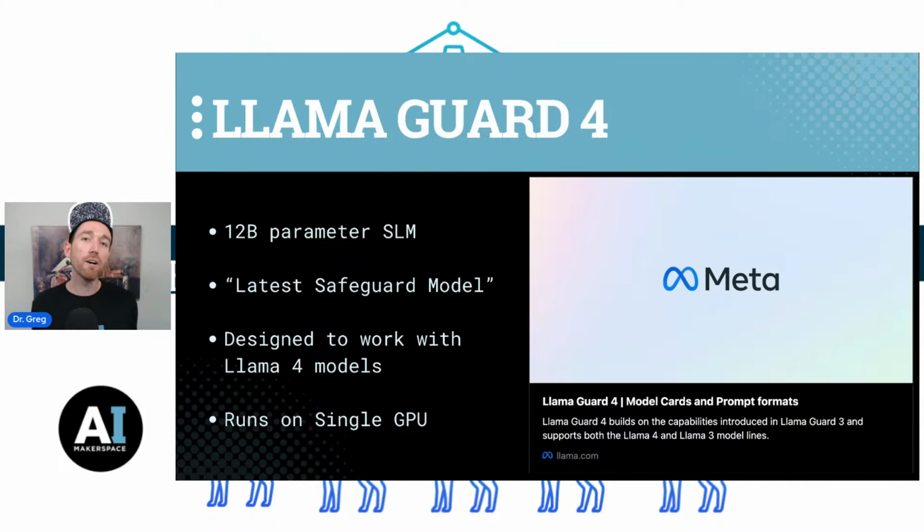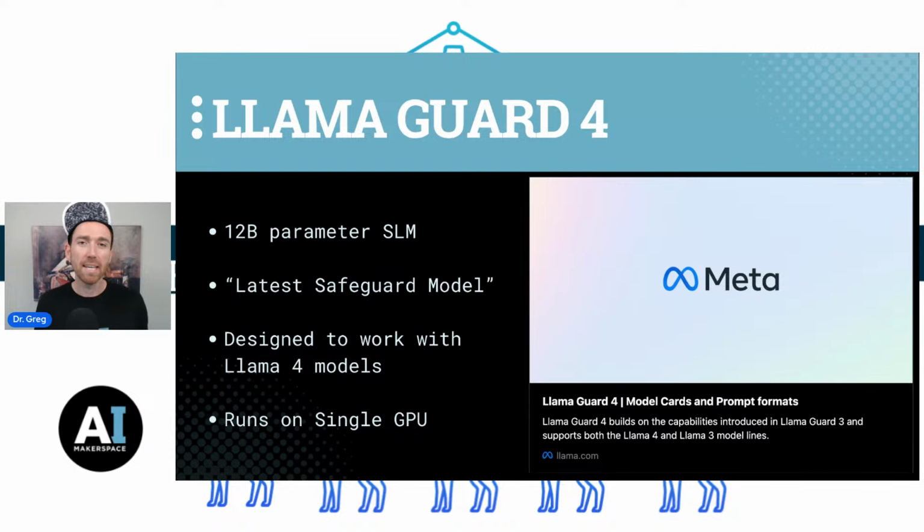Notice this is a 12 billion parameter small language model. This is much smaller than the actual Llama models themselves. That makes sense because it might not even be clear to you that it should be a model, but it actually is simply an LLM, a small LLM. This is the latest one that, of course, works better with Llama 4. It can run very, very efficiently. And the way that you can think about using Llama Guard is very simple.